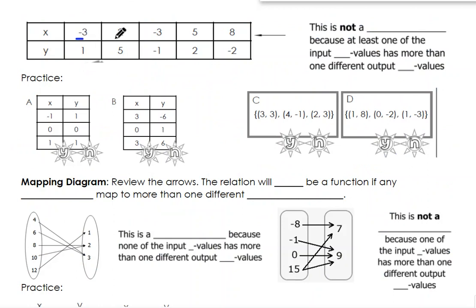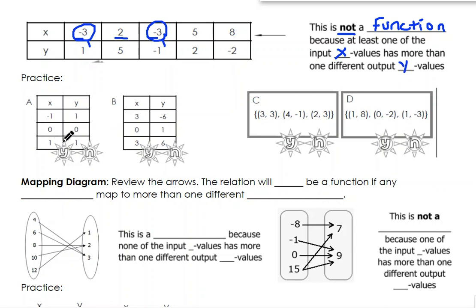Let's look at this example. My x values, I have -3, 2, -3. Uh-oh, I see a repeater, -3. Let's see what it goes to. -3 goes to 1 and -1. That can't work. It can't be at two spots at the same time. I can't put -3 in my machine and get 1 and -1. I can only make one thing. So this is not a function, because at least one of the inputs, or x values, has more than one output, or y value. -3 can't go to 1 and -1.